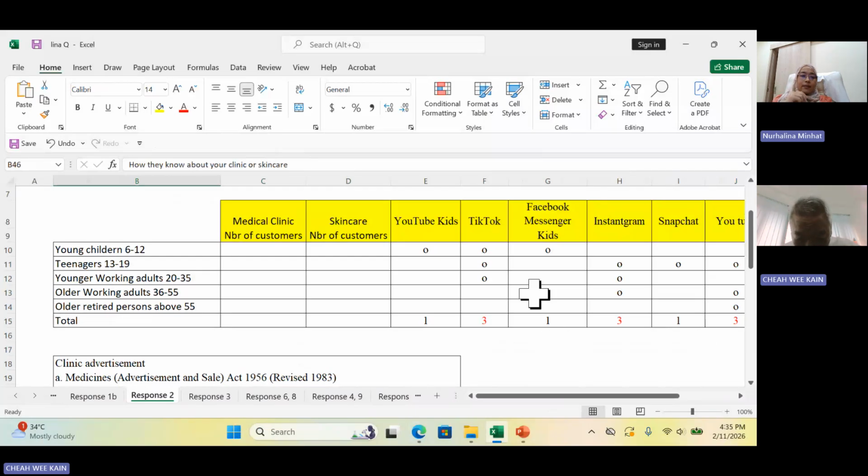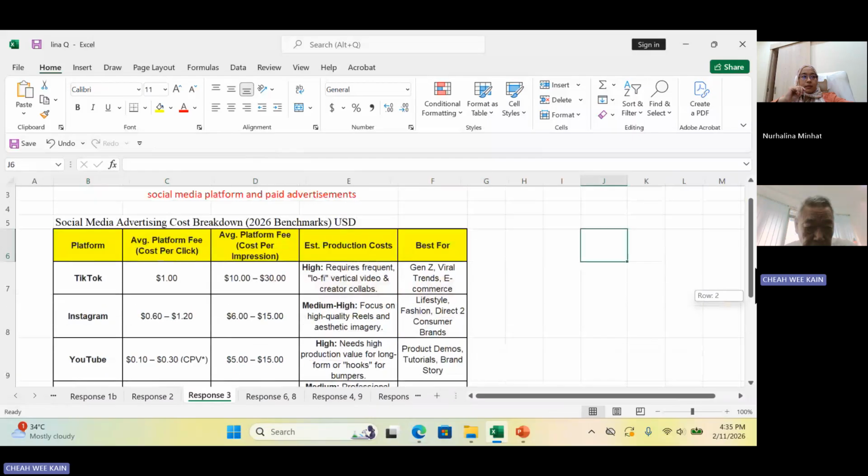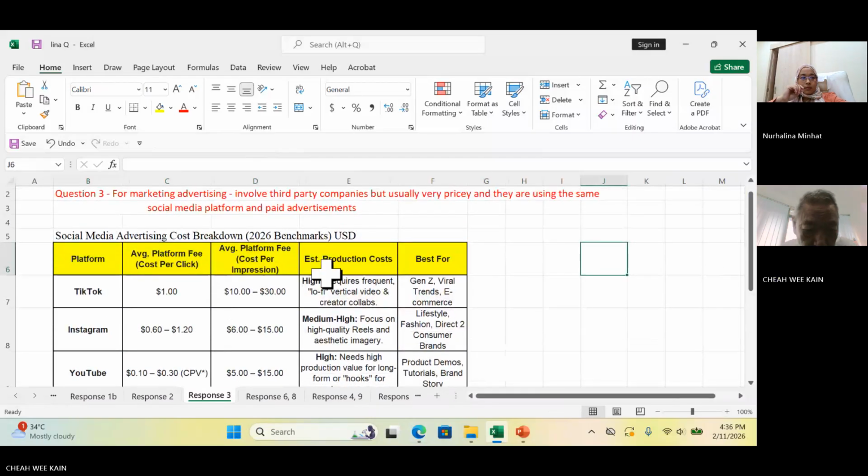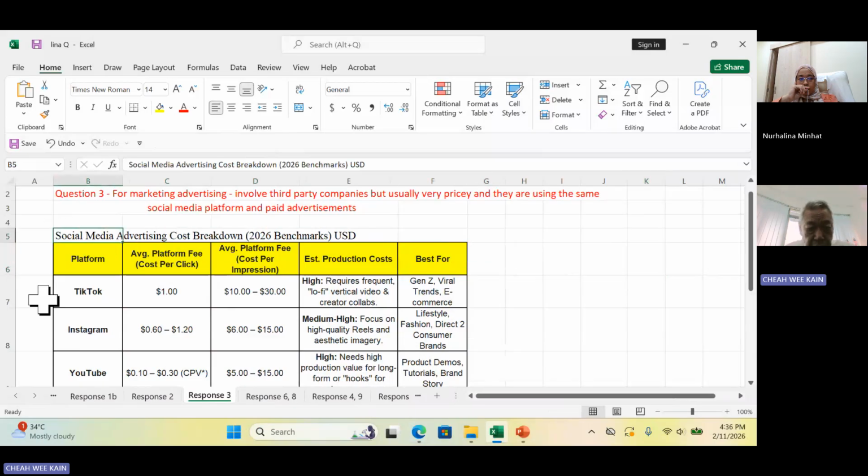So where am I now? Okay, so now normally they will put like this, the average platform fee. This is based on the 2026 latest benchmark. We are not even using 2025. So cost per click, sometimes they use the word CPC, that means cost per click. So one click is $1.